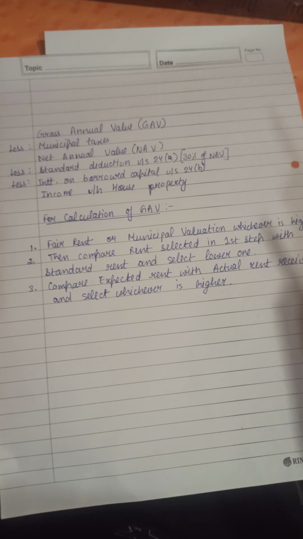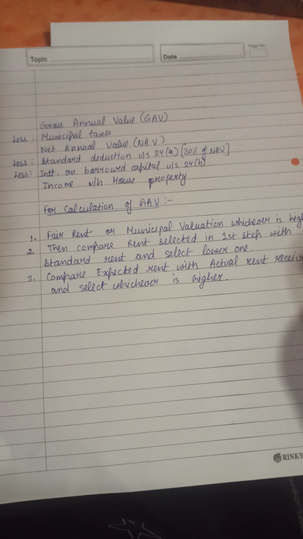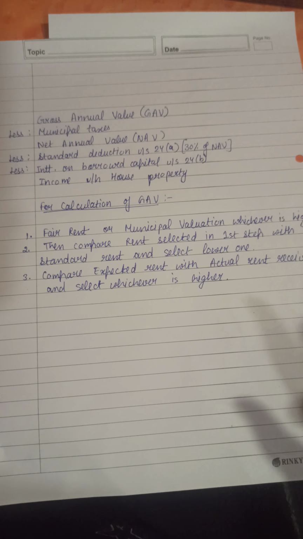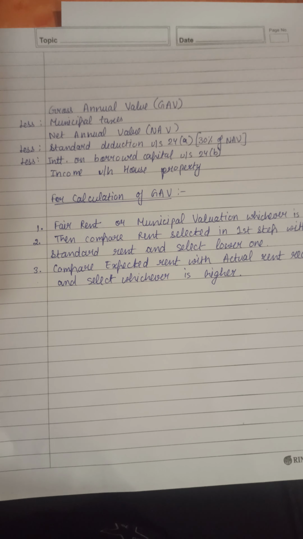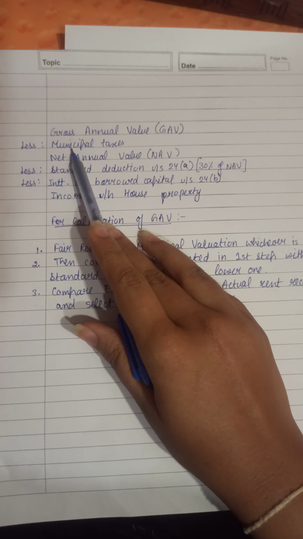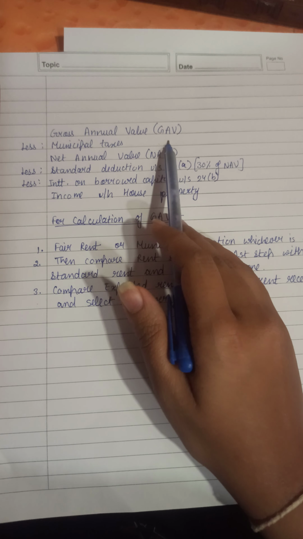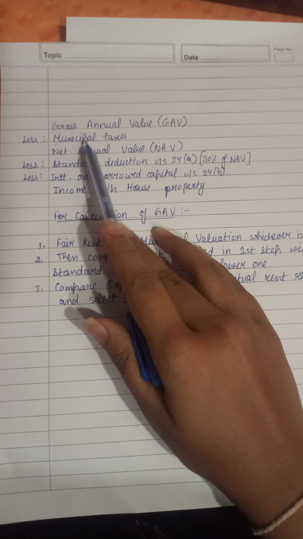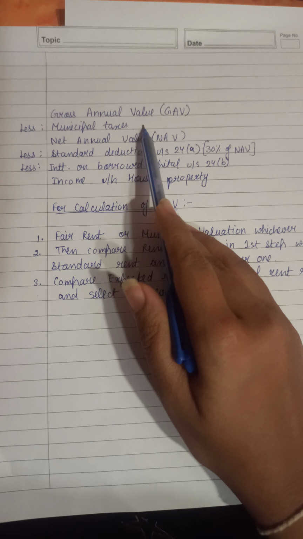Hello guys, so today we are going to learn about income from house property, and how we can calculate it. The first step is we will calculate the gross annual value, and then we will deduct the municipal taxes which should be paid by the assessee only.